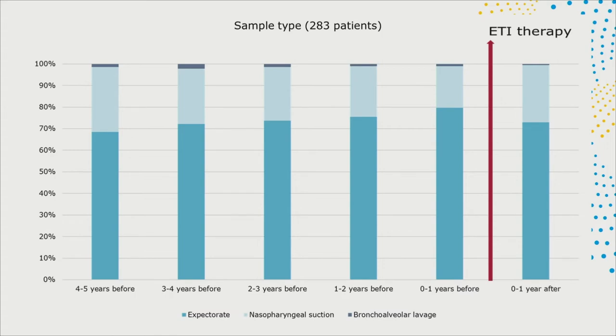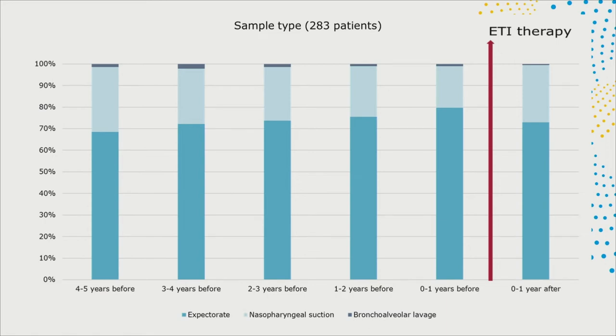These 283 patients have together over 15,000 airway sputum samples. So we do a lot of cultures. As you can see, there's a little change. It's a little bit difficult to interpret because it's the corona pandemic years just prior to the ETI therapy initiation.